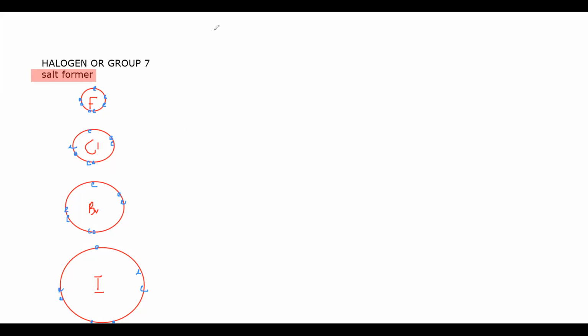How do these elements exist in nature? They're not in the same period, they're in the same group.